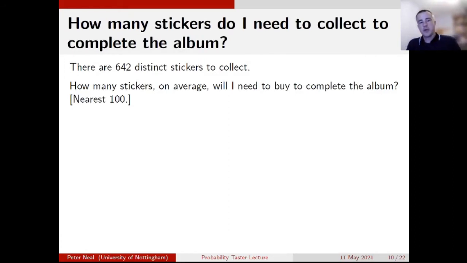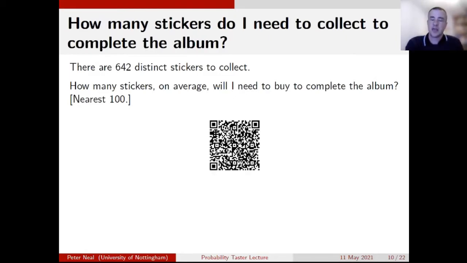So what I'm going to do now is move on to the second problem I posed. How many stickers do I need to collect to complete the album? There's 642 stickers. On average, how many will I need to buy to complete the collection, the album? And here's a chance for you to guess your number. Again, I'll put up the QR code and give you a minute or so to have a go. I will make things a bit easier: I'll say the answer is a four-digit number, so somewhere between 1,000 and 9,999.